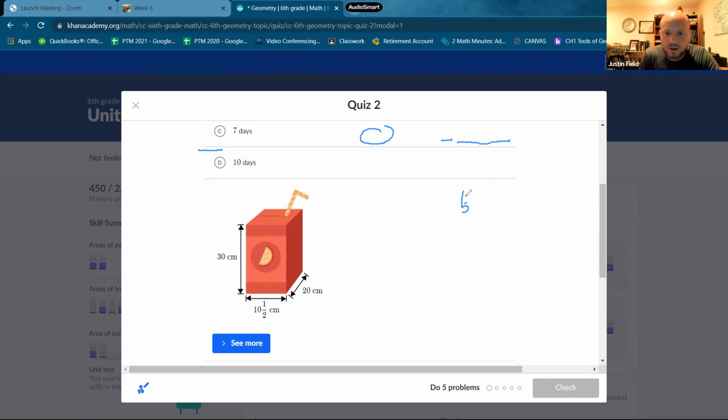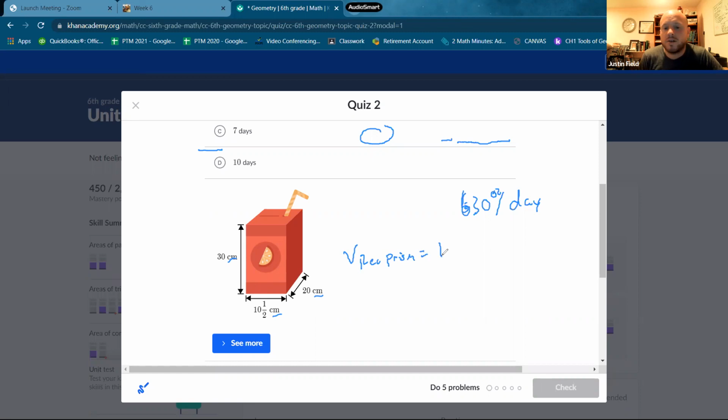So what do we got to do? Per day, ounces per day. We got to find the volume. All right, so all our units are the same. That's nice here. My calculator has batteries. That's nice. And so let's find the volume of this rectangular prism.